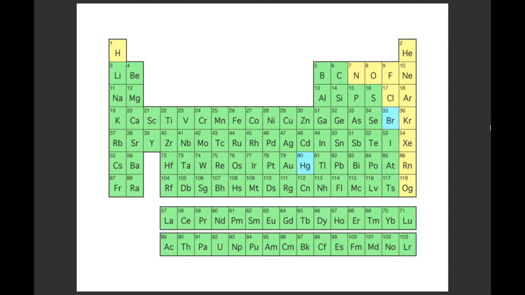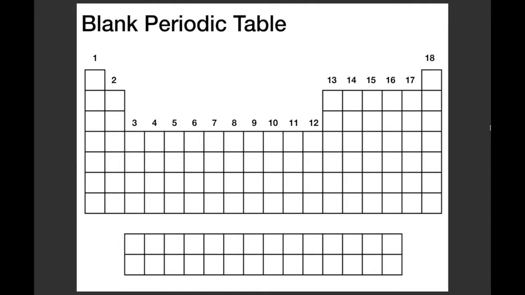Presented here is the modern periodic table, which groups elements together according to chemical properties. What I'm going to do in the rest of this video is define parts of the periodic table so that we have a working vocabulary for future videos. To simplify things, I'm going to use a blank periodic table and fill in various parts of the periodic table as needed to emphasize various parts of the periodic table.